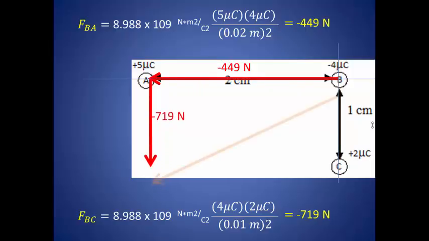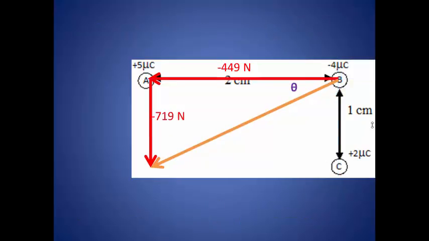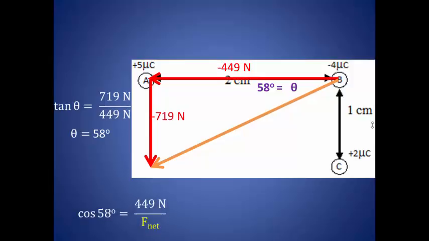Adding these two together, we find the resultant vector. So we have drawn our resultant vector at some angle theta. It's always a good idea to start with the angle. So the opposite over adjacent is the tangent function. So punching that in, we find the angle of our net force to be 58 degrees. Now that we know our angle, we can find the resultant using either sine or cosine, whichever is your favorite. Cosine is adjacent, so the x component of 449 over the net force is equal to the cosine of 58 degrees. So we can find the magnitude of the net force to be 847 newtons.